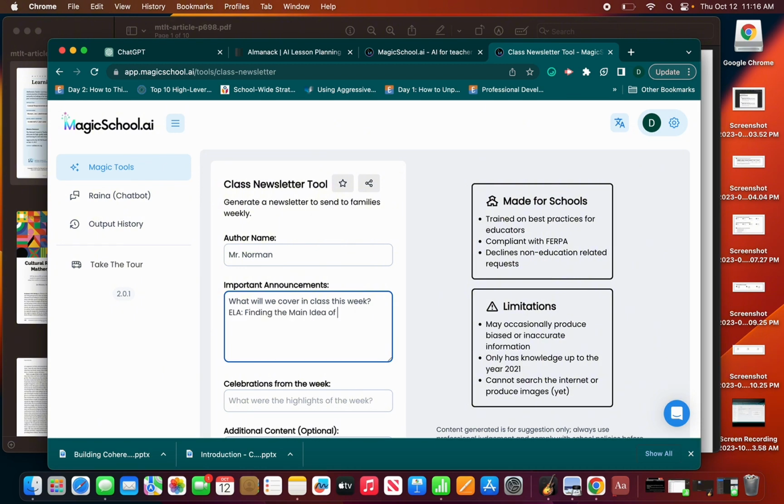So I think for ELA, I put finding the main idea. For math, we'll talk about multiplying three numbers together. And then science will be about the states of matter.